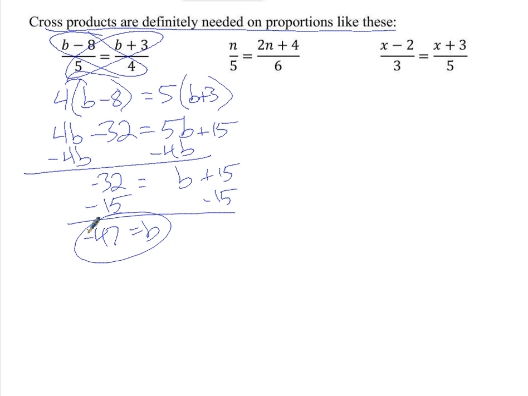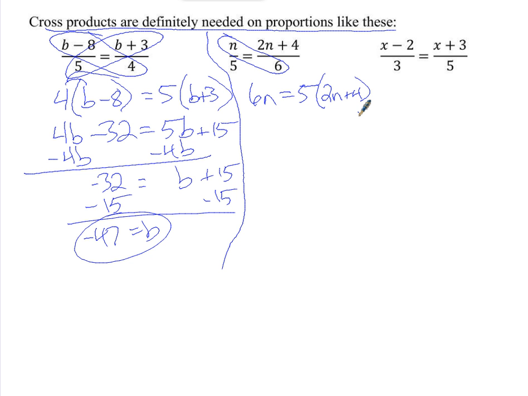Second problem. I kind of moved a little bit too far over this way, but we can figure it out. What should we do? So cross products. First one is 6n equals 5 times 2n plus 4. We're just multiplying these two things together. So I'm going to write it down like I'm multiplying those two things together.